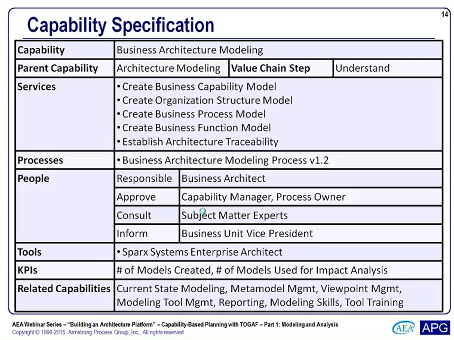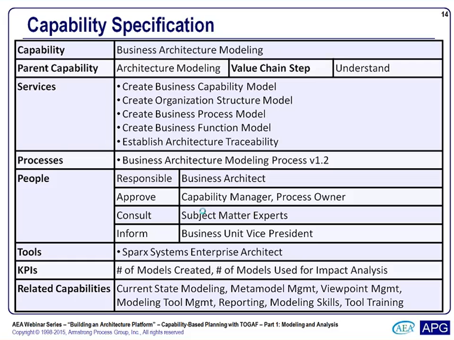Again, if we think about the standard notion of a capability being people, process, and tools, we use a RACI approach for representing that. So the business architect is the one that's responsible for this capability. The one that approves the outcomes of this is the process owner and the capability manager. People that consult are subject matter experts, and someone that we have to keep in the loop is the vice president of the business unit. Tools that we're going to use, in this case, the example is Enterprise Architect from Sparx Systems.